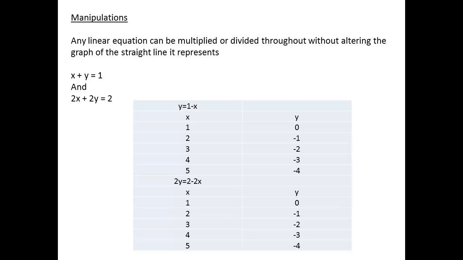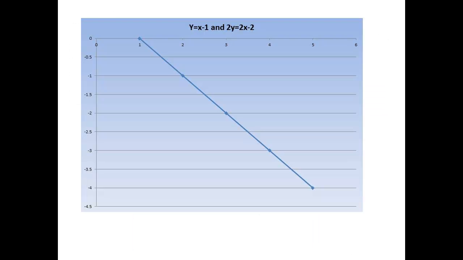Any linear equation can be multiplied or divided through without altering the straight line graph. In this case, the equation x plus y equals 1 is multiplied by 2 to give 2x plus 2y equals 2. We obtain the same straight line for both equations.